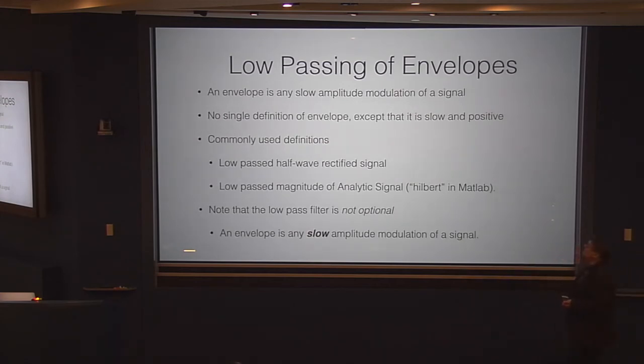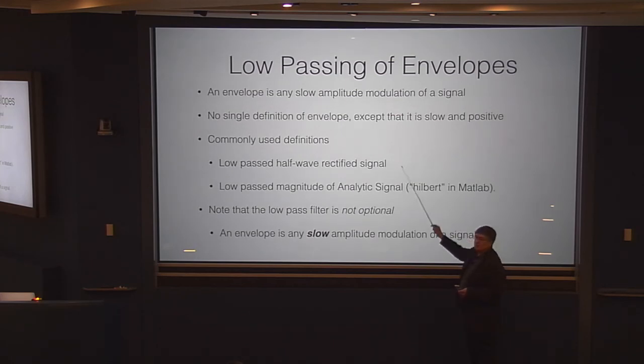One of the issues with envelopes is that there are no universal definitions. There's no single way to determine the envelope of a signal. All of them agree that it's slow and that it's positive. If an envelope would ever become negative, then it would start multiplying the carrier by a negative number, and it just messes up the whole idea. So we use positive slow envelopes as part of our definition. There are different ways to extract the envelope from a signal, and I'll show you some pictures.